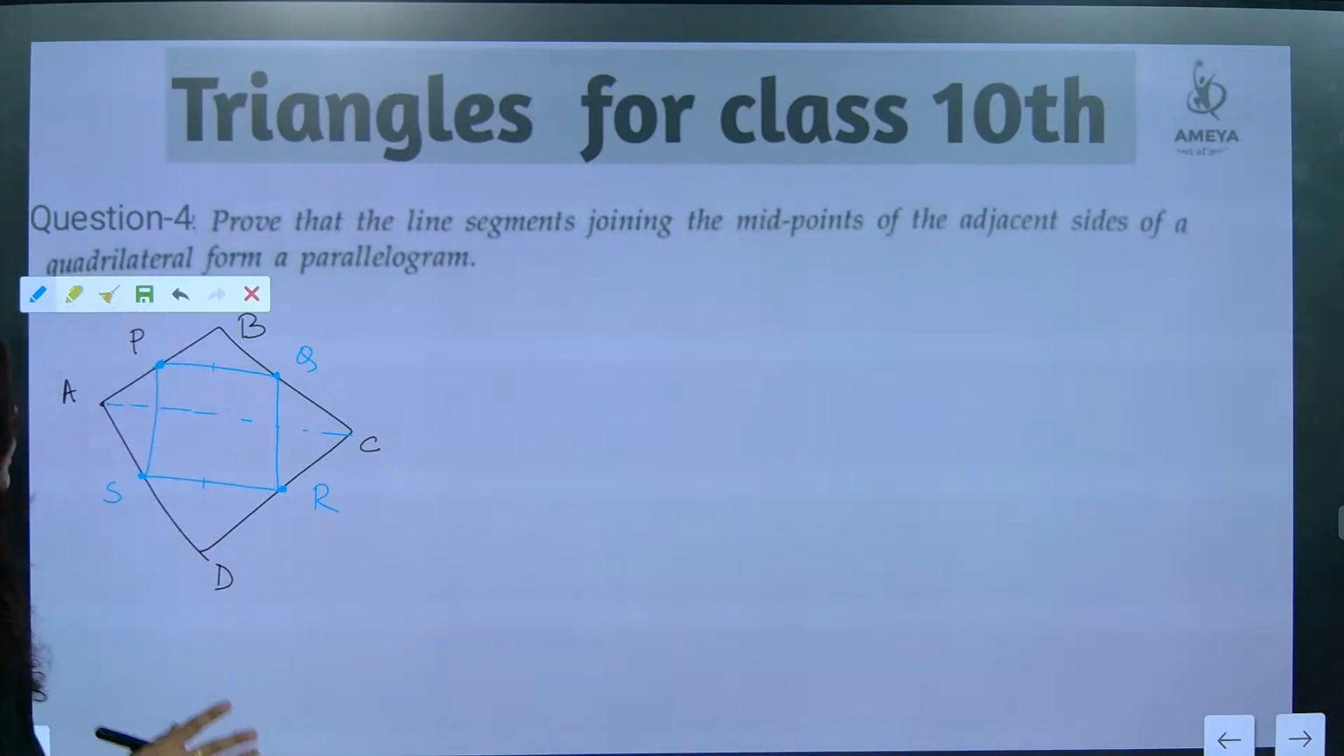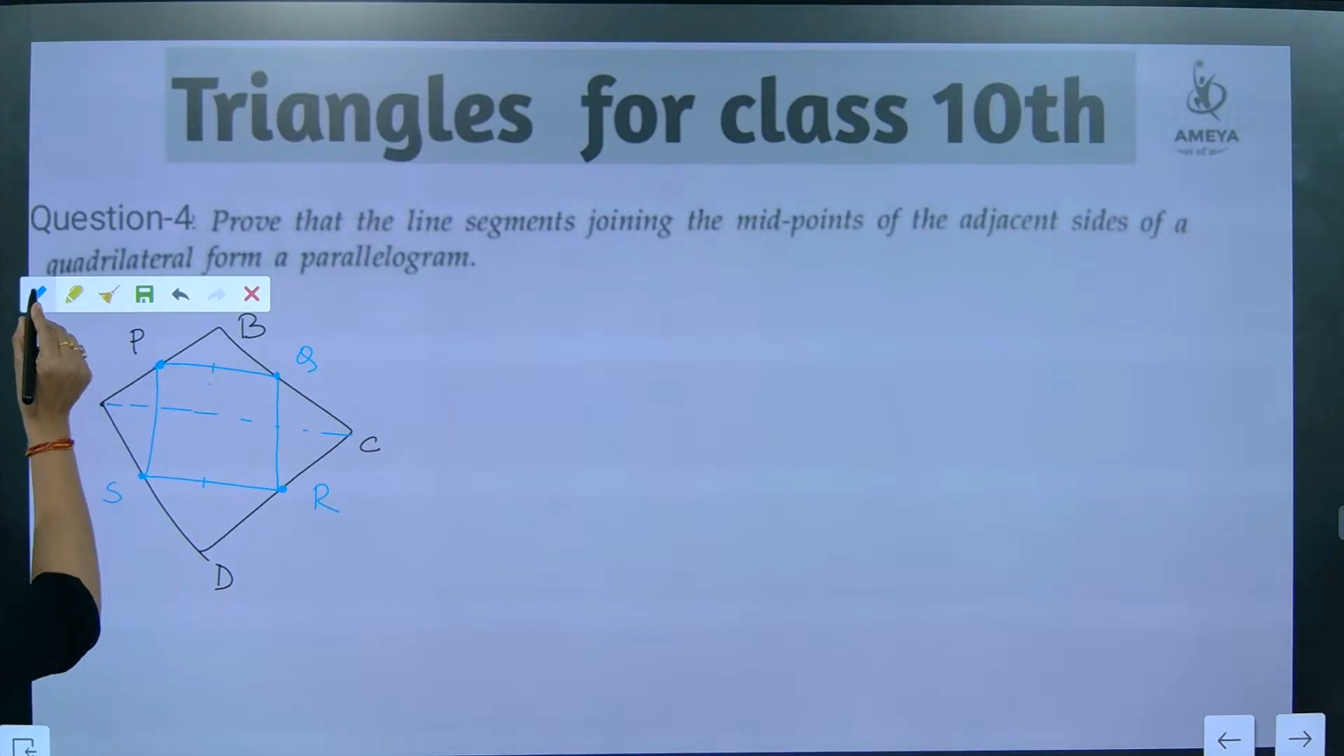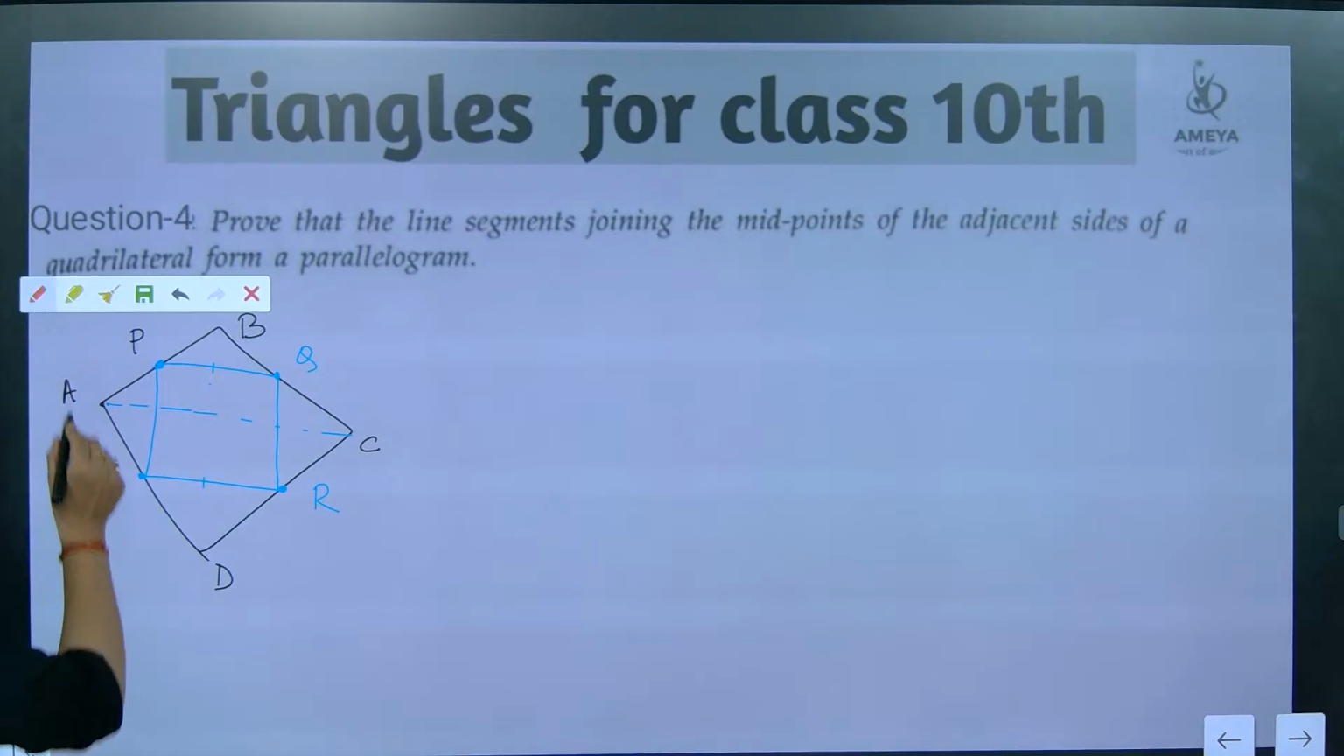What I did? I joined AC. Now I got how many triangles, beta? Two triangles. This triangle and this triangle. Correct? Any connectivity can I draw, beta? Tell me. Now look here, only one work. So in triangle, I'll just write the concept here.